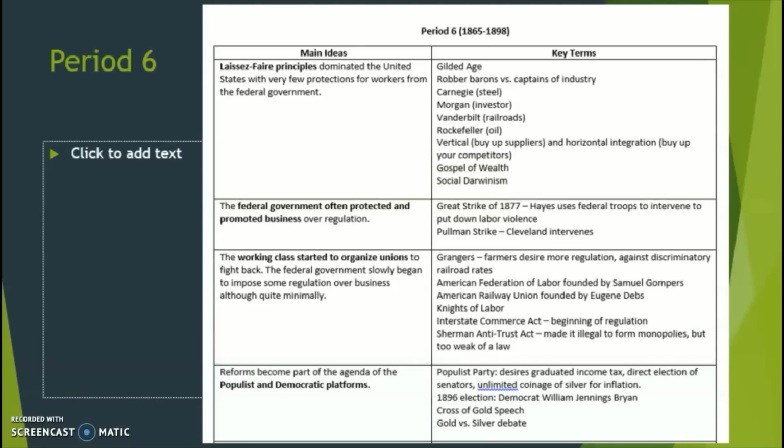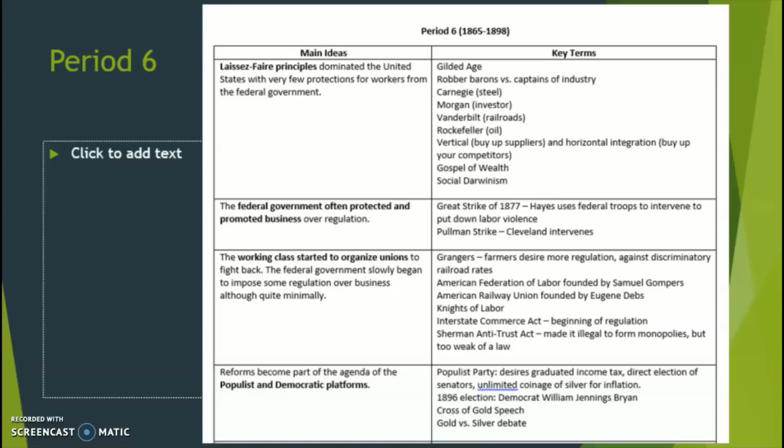All right, now we are into period 6, known as the Gilded Age, and this is a time marked by laissez-faire principles where the United States is basically hands off the economy, and there's very few protections from the federal government in the workplace. And this is not a great time to be a worker, however, a great time to be Carnegie, Morgan, Vanderbilt, or Rockefeller.